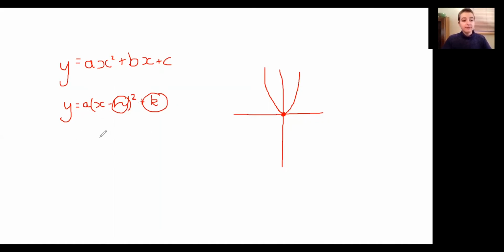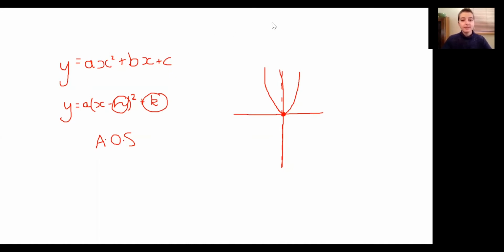From this, we can also find the axis of symmetry. That's just the x coordinate of our turning point, our line that goes down here. And we can also find whether the graph's been translated horizontally or vertically. So h will be our horizontal translation and k will be our vertical translation. So that's why we do completing the square.